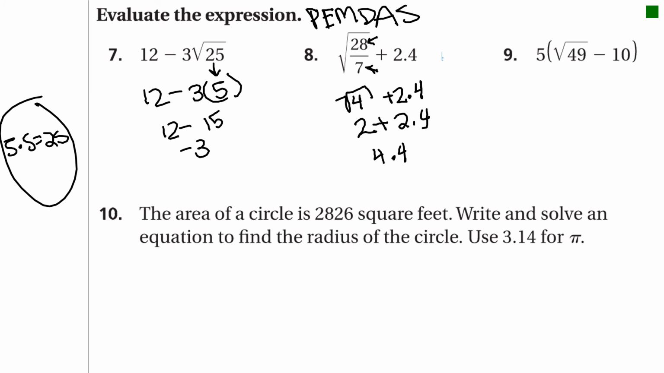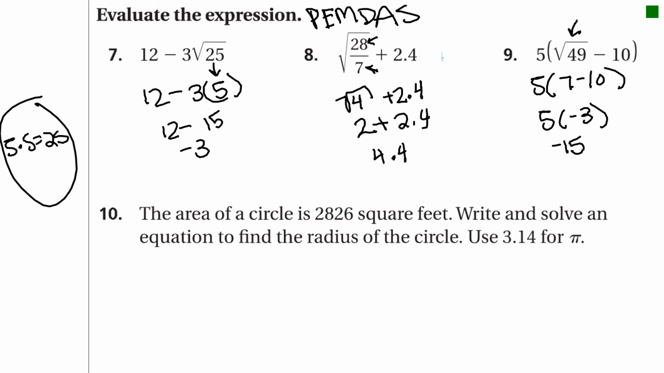All right, 9. Let's go ahead and simplify first that square root. So the square root of 49 is 7, so we'll have 7 minus 10. 7 minus 10 is negative 3, and 5 times negative 3 is negative 15.